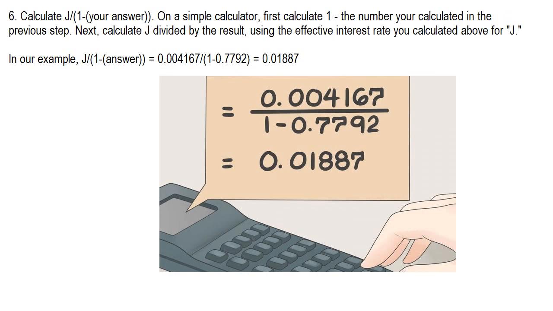6. Calculate J divided by (1 minus your answer). On a simple calculator, first calculate 1 minus the number you calculated in the previous step. Next, calculate J divided by the result, using the effective interest rate you calculated above for J. In our example, J divided by (1 minus answer) equals 0.004167 divided by (1 minus 0.7792), equals 0.01887.